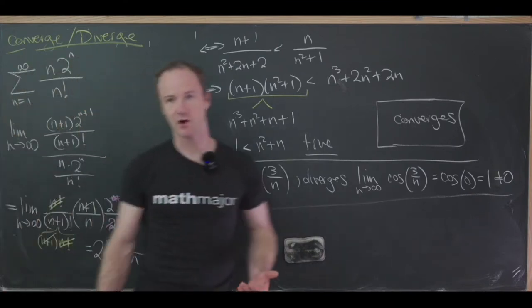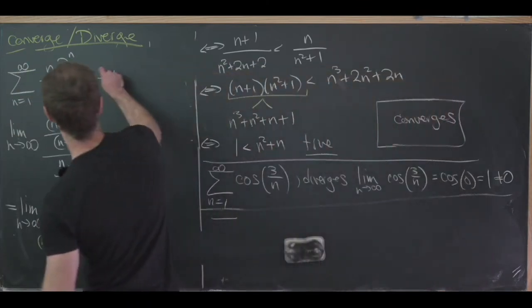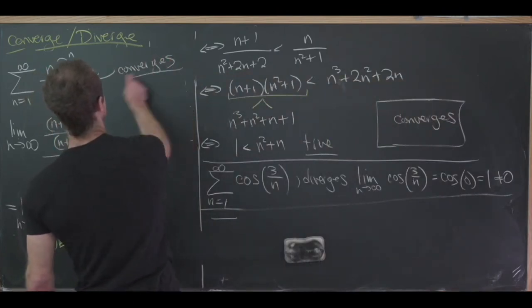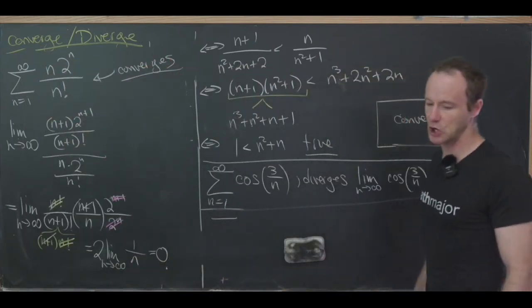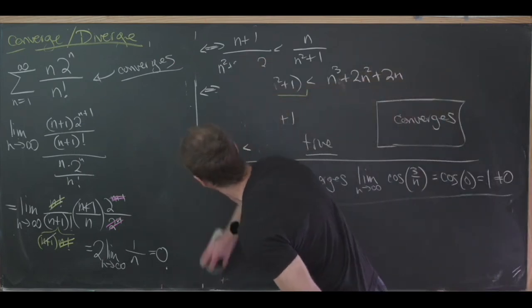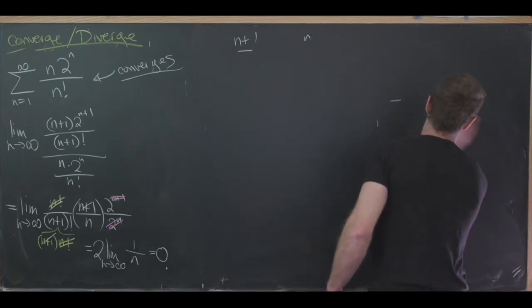But since 0 is strictly less than 1, we know that this thing converges. Remember that the ratio test says that this converges if this limit is less than 1, diverges if it's bigger than 1, and then there's no information if it is equal to 1. Well, not that there's no information, but this test is itself inconclusive.